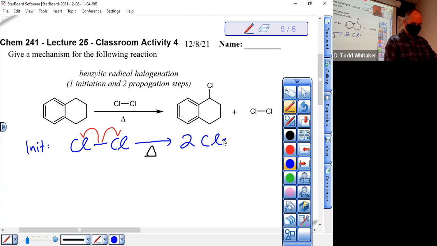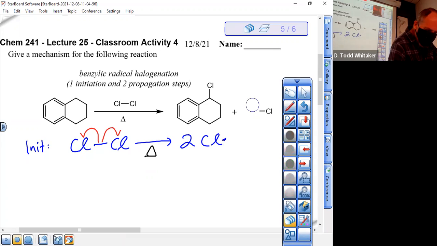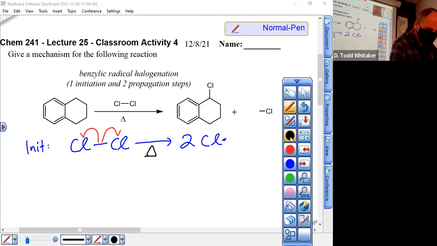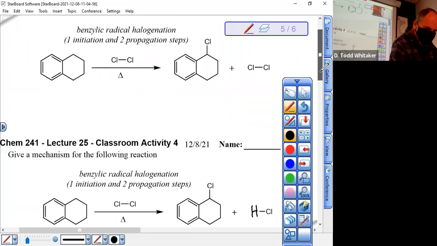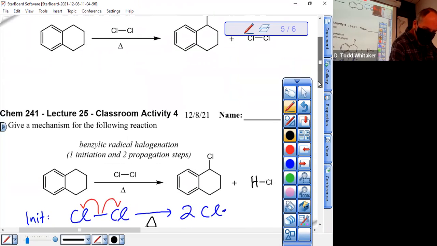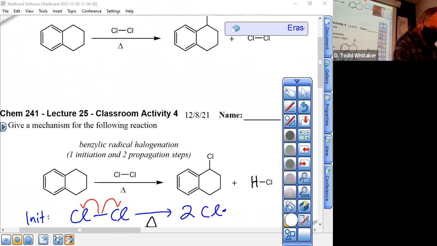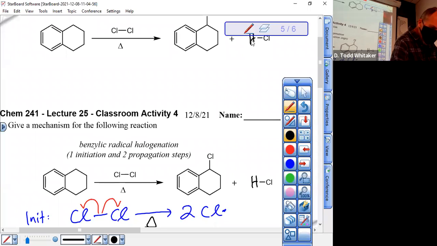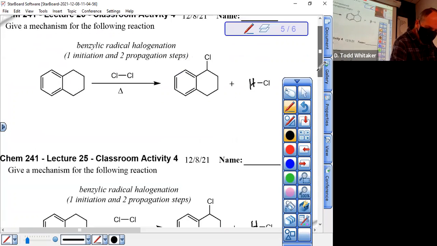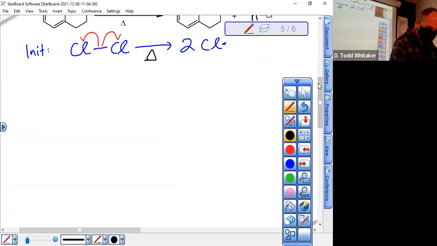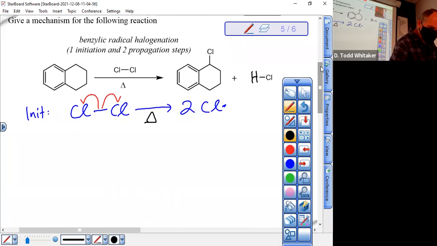Chlorine radical. Oh, there's a typo. It's not a typo. When I did this, I copy pasted and forgot to edit. The product is HCl, right? Just going to go to the top of the screen and fix that too. The product is HCl. Not ClCl. Okay, here we go.